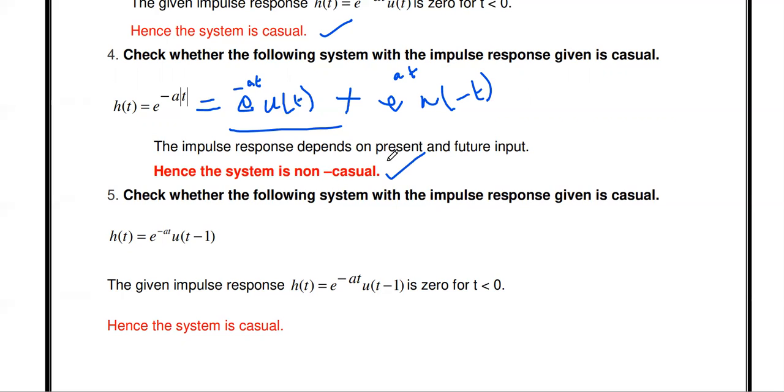Or otherwise it can be said that this impulse response depends upon the present and future input. So that's why the system is said to be non-causal. If the impulse response is available only for the positive time, the system is said to be causal. But here, e power minus a modulus t. So modulus t indicates positive time as well as negative time interval. So that's why this is non-causal.